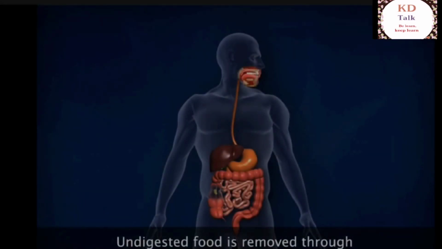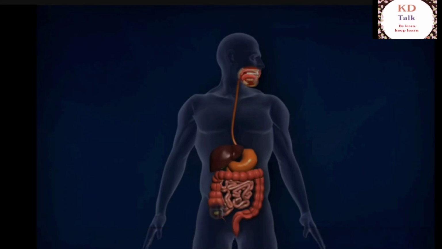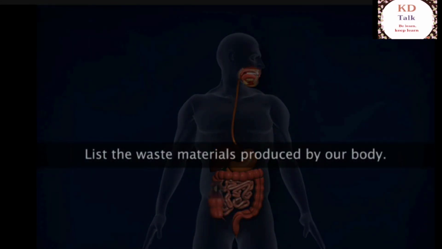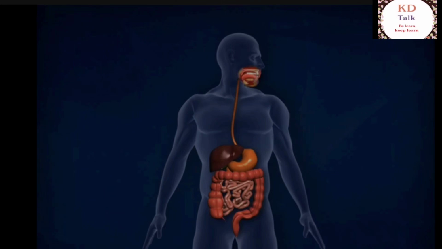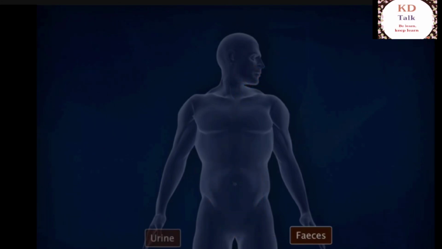The digestive system of our body removes feces containing undigested food through the anus. What other waste products does our body produce? Apart from fecal matter, which is the digestive waste, the human body also produces other waste materials such as urine, sweat, and carbon dioxide.